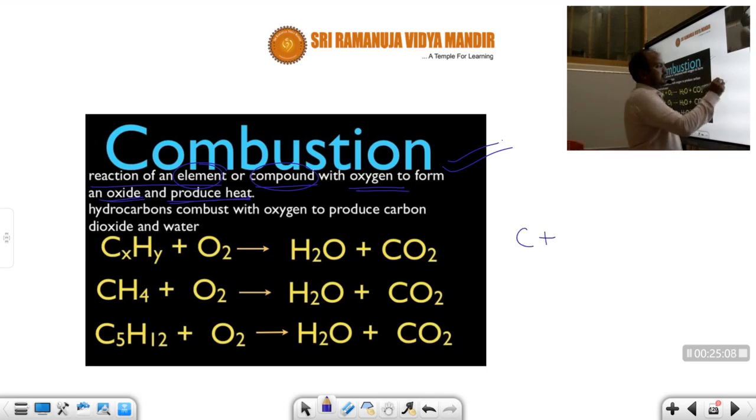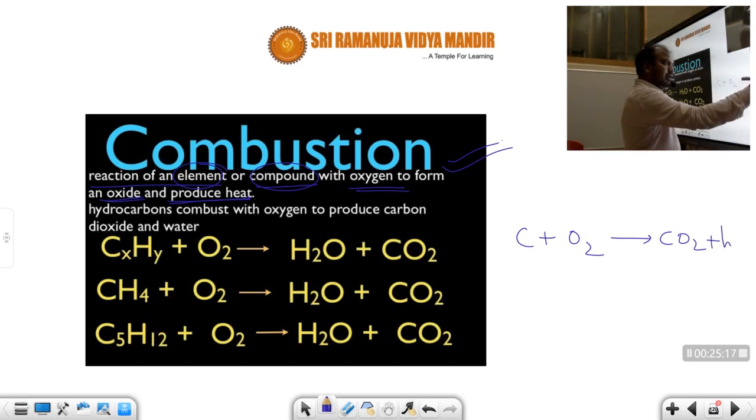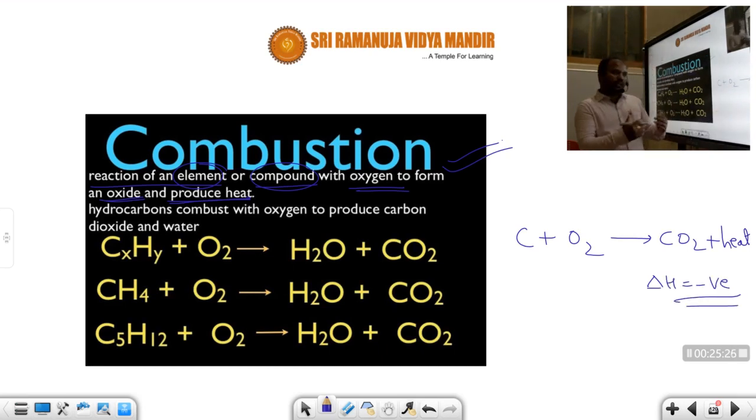For suppose I take an element carbon, react with oxygen, what will it form? Its corresponding oxide, carbon dioxide, and also forms large amount of heat energy. So it is an exothermic reaction, that's why the enthalpy change is negative. So a certain amount of heat energy is liberated from the system, that is called exothermic reactions. All combustion reactions are exothermic. That means whenever a combustion reaction takes place, more heat is liberated, released or evolved.